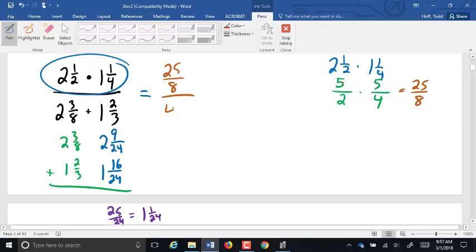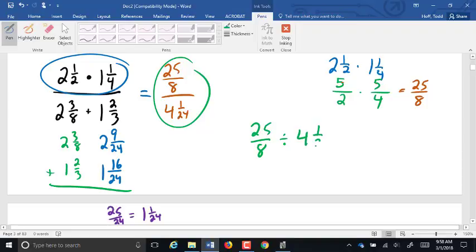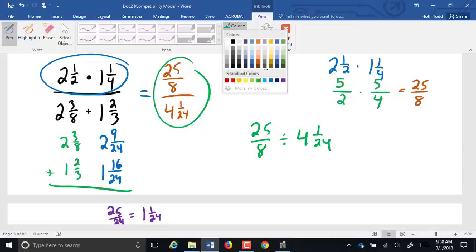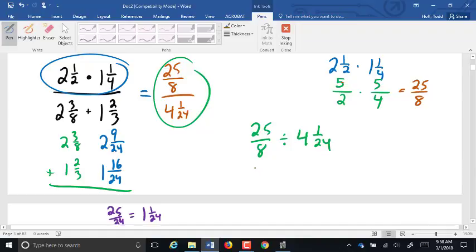So what we have here is 4 1/24. Now this is simply division. That's 25 over 8 divided by 4 1/24. The 25 over 8 is already an improper fraction. 4 1/24, well, 4 times 24 is 96, plus 1 is 97 over 24.